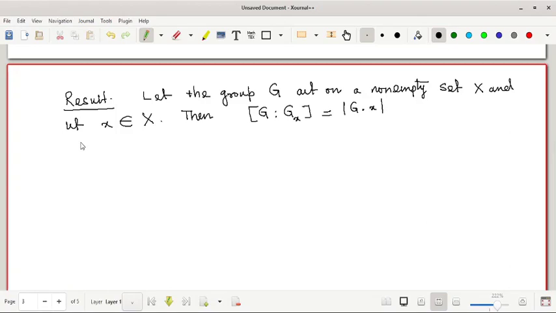How to prove? We'll show that there exists a bijection. How to show that the cardinality of two sets are the same? Index is one form of cardinality. If you can produce a bijection from a set to another, then the two sets are said to be equivalent and they will have the same cardinality. So basically we have to define a bijection from the set of all, say, left cosets of Gx to G dot x. So proof.